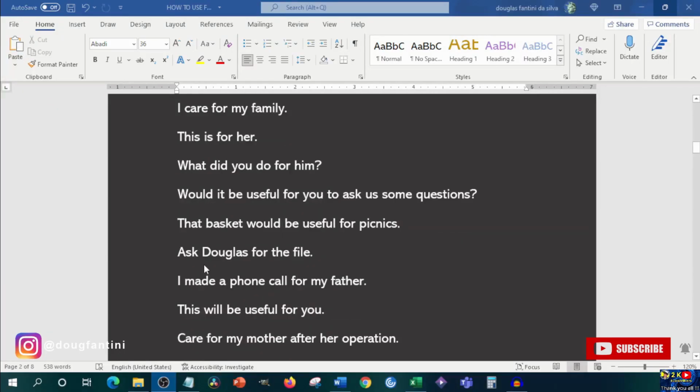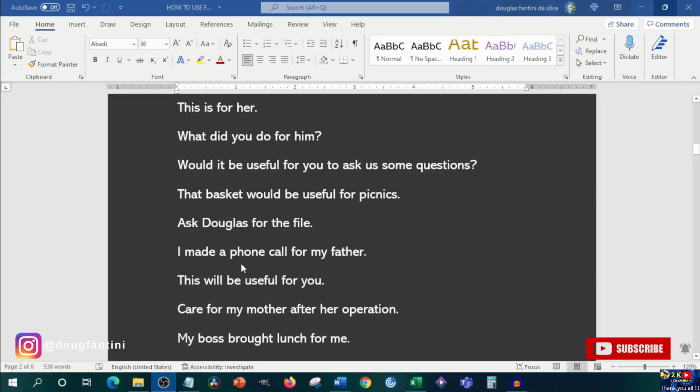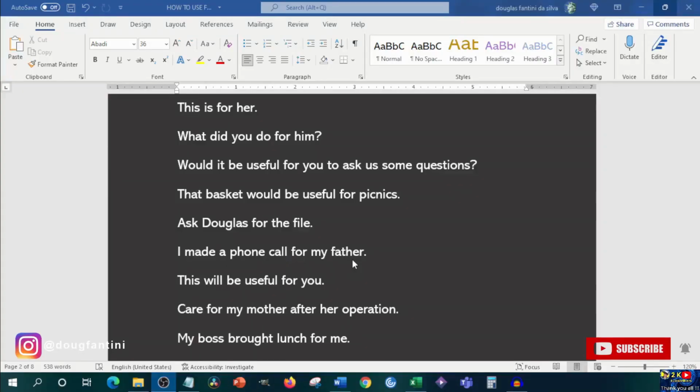Very good. Ask Douglas for the file. You're gonna ask Douglas for something. What are you gonna ask him for? For the file, or for the letter, or for the email, or for something, okay? I made a phone call for my father. I will call someone, and I will make a phone call for someone. For, in this case, my father, okay? This will be useful for you. This will be useful for someone or for something. In this case, for you.